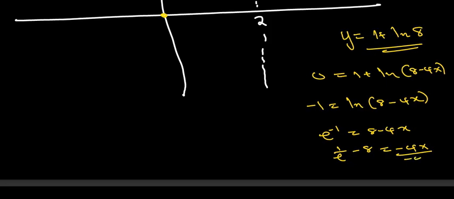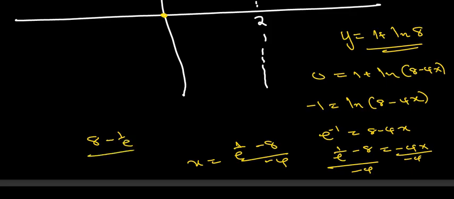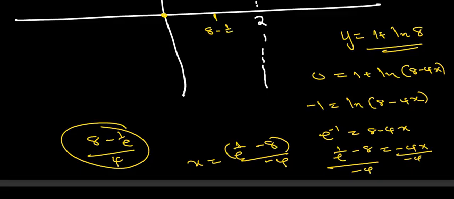Then divide by negative 4, meaning x is equal to 1 over e minus 8 over negative 4. Simply put, I can just change this by dividing with the negative. It's 8 minus 1 over e, over 4. I just want to get rid of the negative down here, so I'm multiplying everything on top with the negative. So that's this number that we're going to have here. This is 8 minus 1 over e, and there's a 4 down.